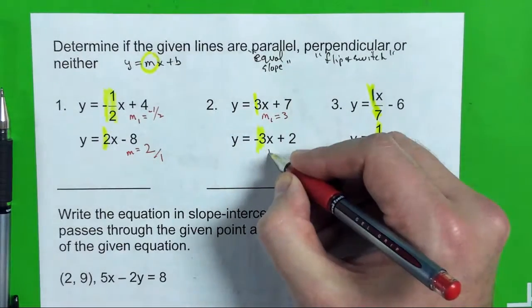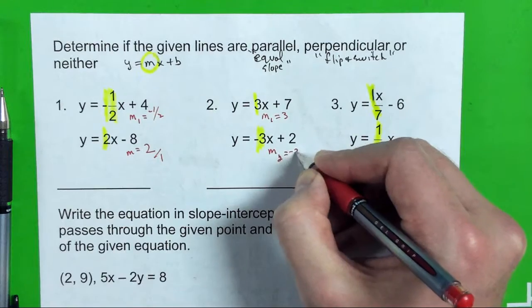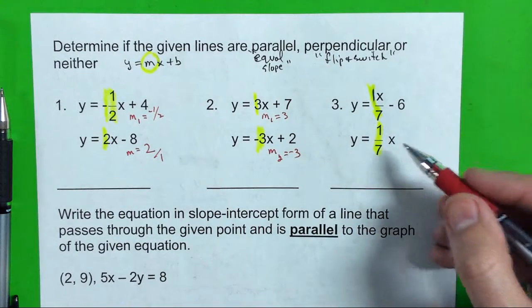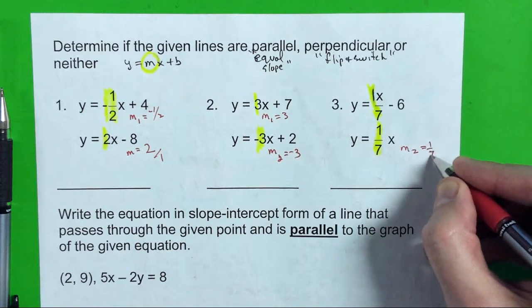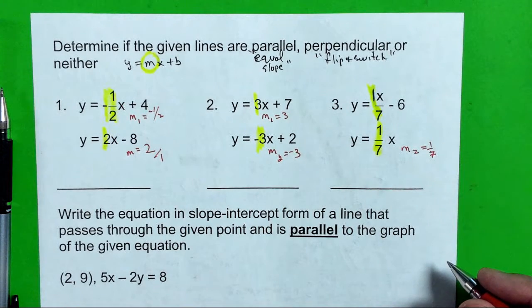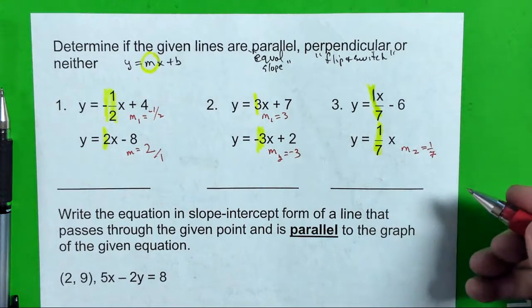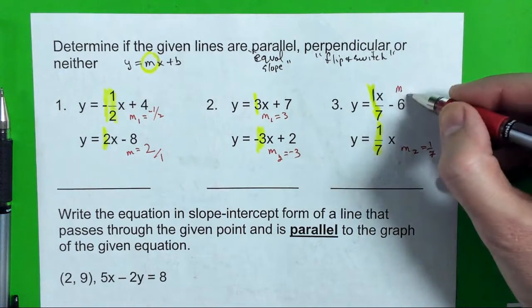Okay, what's the slope on this one? 3. What's the slope on this one? Negative 3, thank you. Ronaldo, what's the slope on this one right here? 1/7, thank you. Esther, what's the slope on this one?